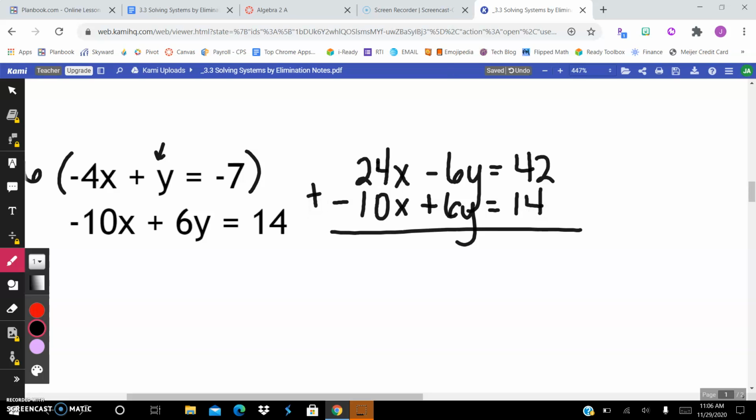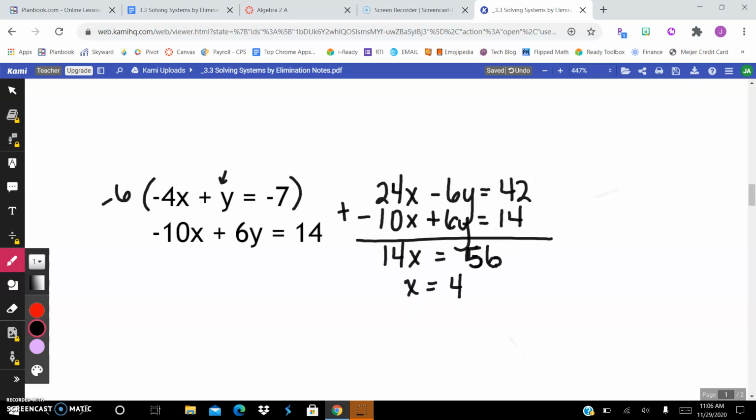So 24 plus a negative 10 would be 14x. Negative 6 and positive 6y's would be gone, would be 0. And 42 plus 14 would be 56. Oops. And then we divide both sides by 14, or 14 times what is 56? And that would be 4. So our x is 4.